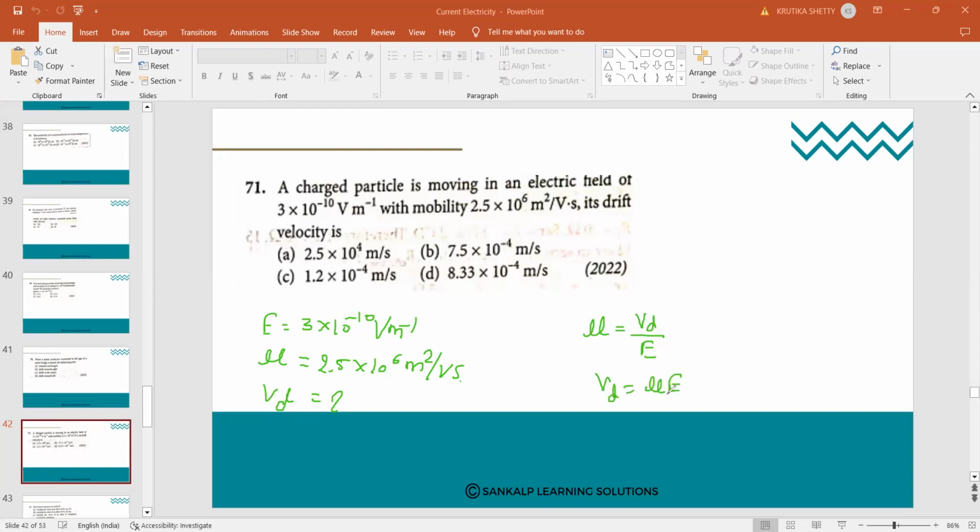Drift velocity is equal to mobility into electric field. So mobility is how much? It is 2.5 into 10 raised to 6, into electric field, which is 3 into 10 raised to minus 10. Yes. So 25 threes are 75. Therefore, it will be 7.5 into 10 to the power of 6 minus 10. Yes, correct. Option B.